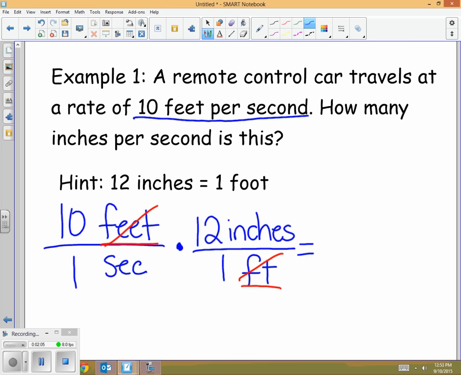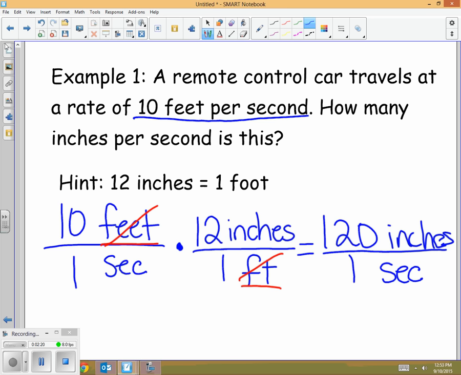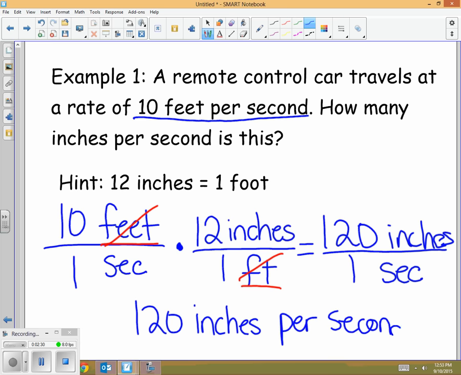10 times 12 equals 120, and our unit is inches. 1 second times 1 is still 1 second. So to answer the question, it is 120 inches per second. Since it asks us in a word problem, I would expect that you would answer in a word sentence. Going on to example 2 on page 27.